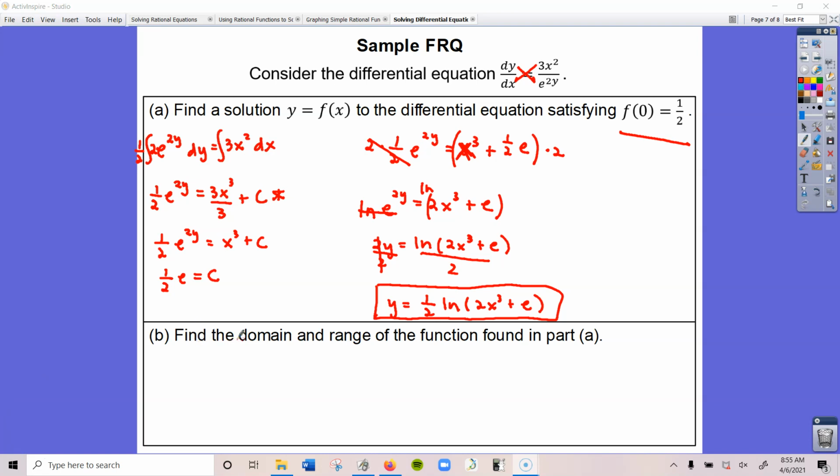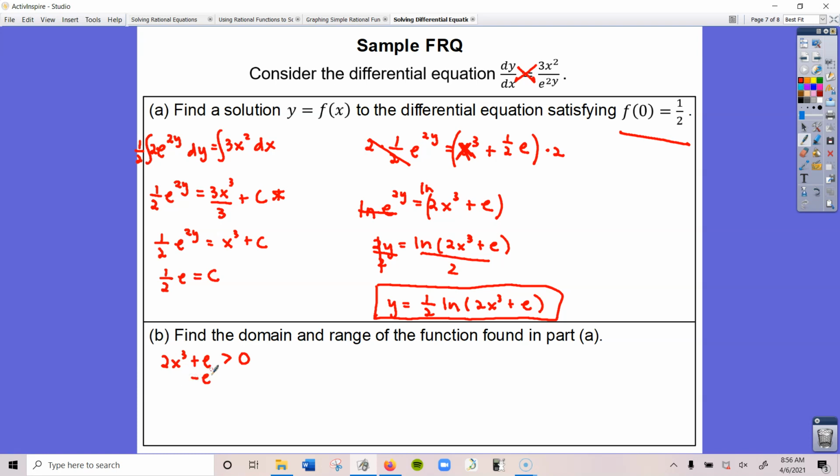Now for part B, it says to find the domain and range of the function found in part A. Now for our function here, the domain is limited to whatever is inside of ln has to be greater than 0, since ln is not defined for negative numbers, which is why every time that we integrate and we get ln, we use those absolute value bars. So we take whatever is inside of ln, which is 2x to the third plus e, and you make it greater than 0.